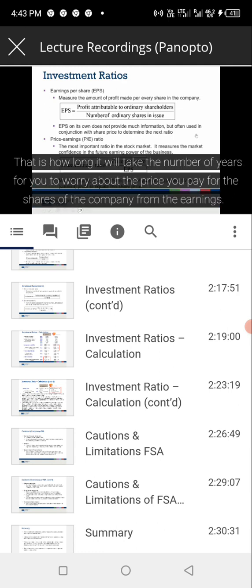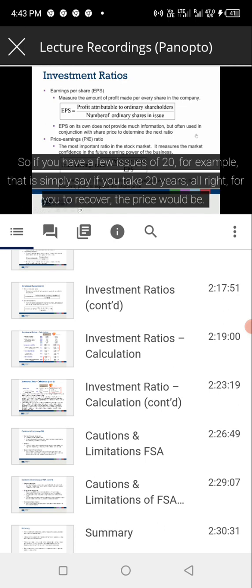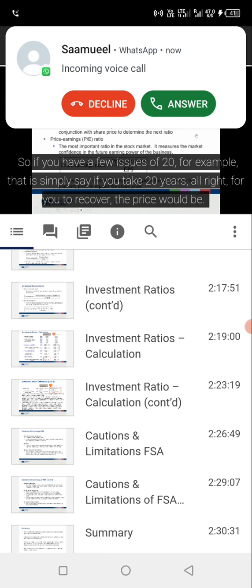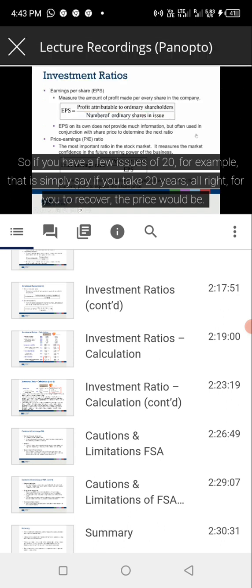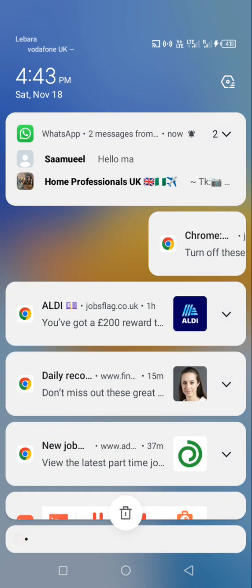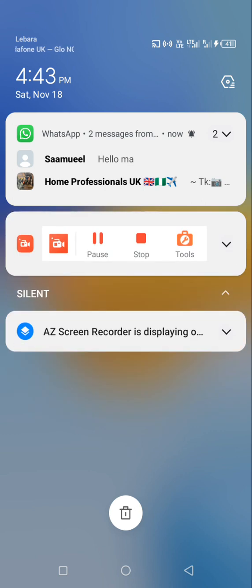That is how long it will take, the number of years it will take for you to recover the price you pay for the shares of the company from the earnings. So, if you have a PE ratio of 20, for example, that is simply saying it will take 20 years, all right, for you to recover the price you pay from the company's earnings. Is that okay? So it's a measure of the confidence.